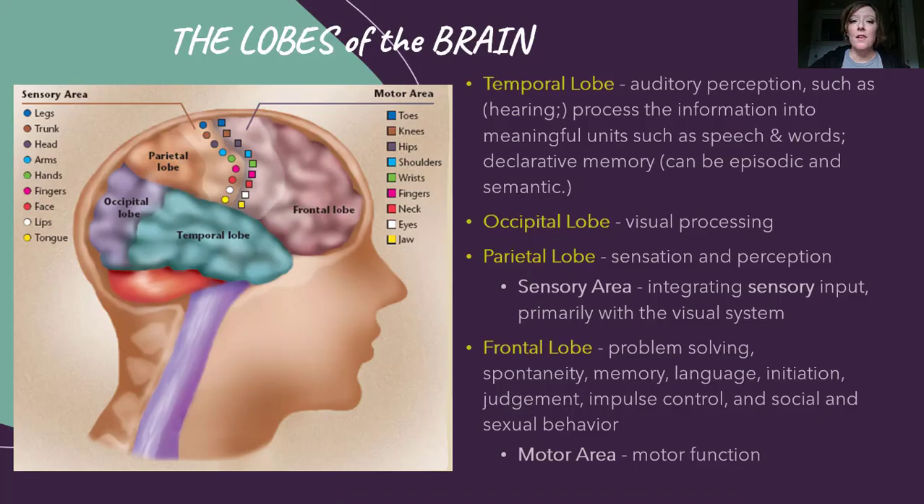Another way of looking at the brain is through the lobes of the brain. So let's go through the 4 lobes of the brain. The first one, and I'm going to go a little bit out of order, okay? We're going to start with the occipital lobe. It is in the back part of your brain. It's kind of that hump that you feel when you're touching your skull. That is your occipital lobe.